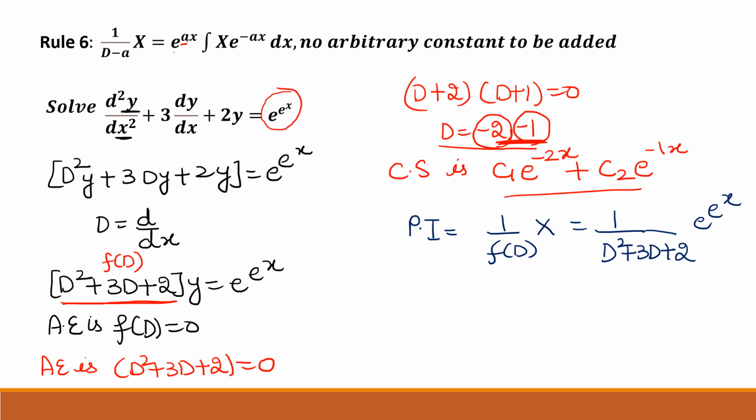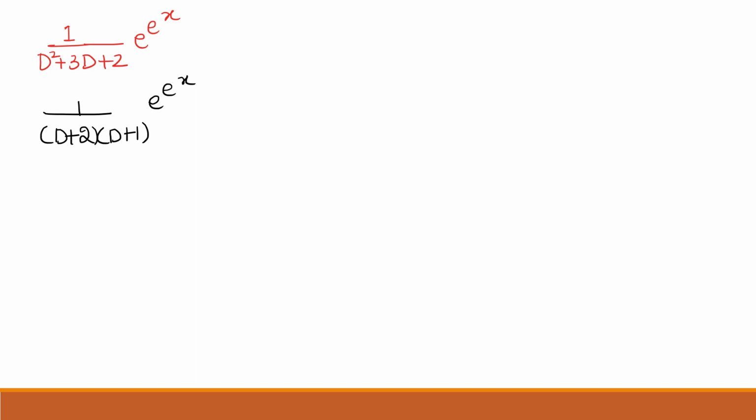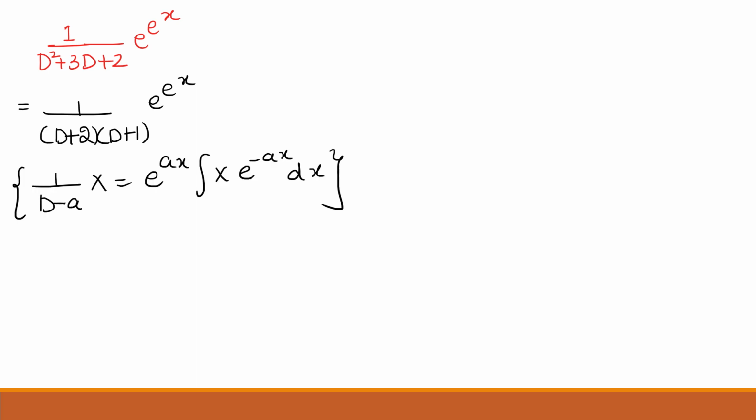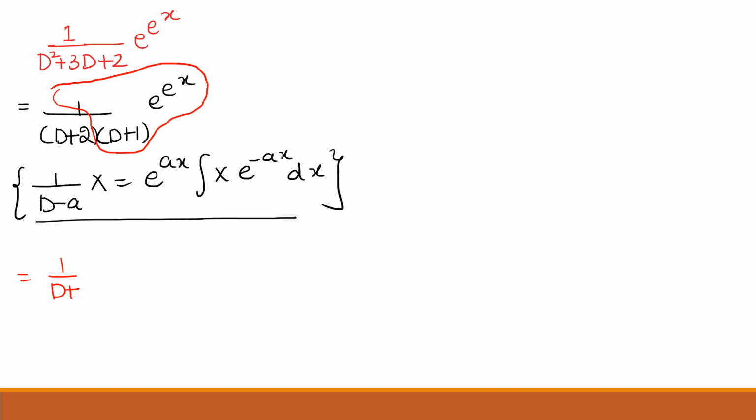Now first thing is we have to split this into linear factors. So for this function, first thing is to write the linear factors, that are D plus 2, D plus 1, e power x. Now here we need to apply rule number 6. And what was that rule? So that rule was this, right? So first of all, we'll apply this rule over this part. We'll keep 1 over D plus 2 as such, and we will apply the rule over 1 over D plus 1 e power x.